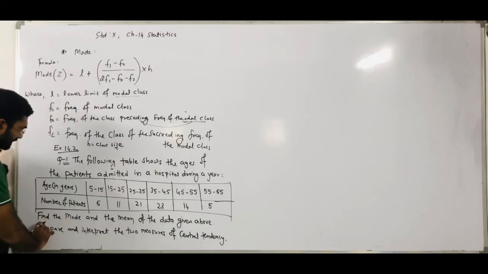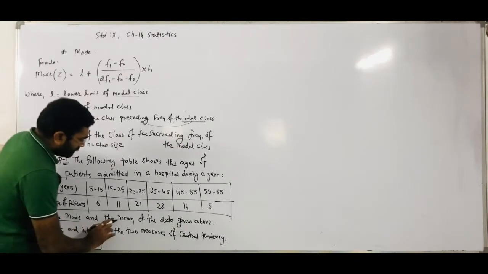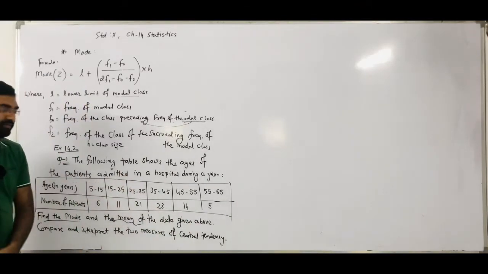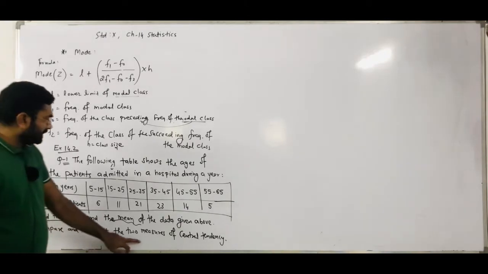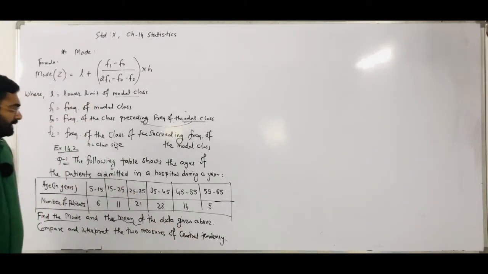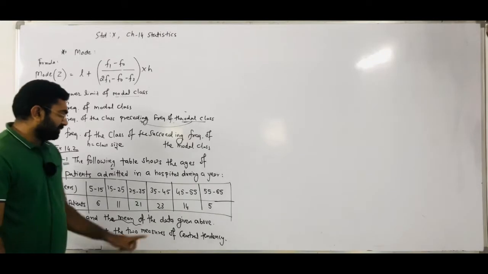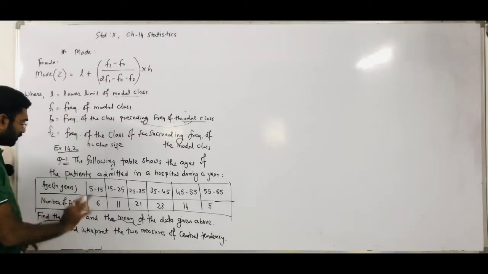According to the data given, the first question is to find the mode. And the second question is to find the mean of the same data. Then we have to compare the mode and mean values and interpret the two measures of central tendency. The mode and mean are measures of central tendency, and we have to write the interpretation after finding their values. So first we find the mode.